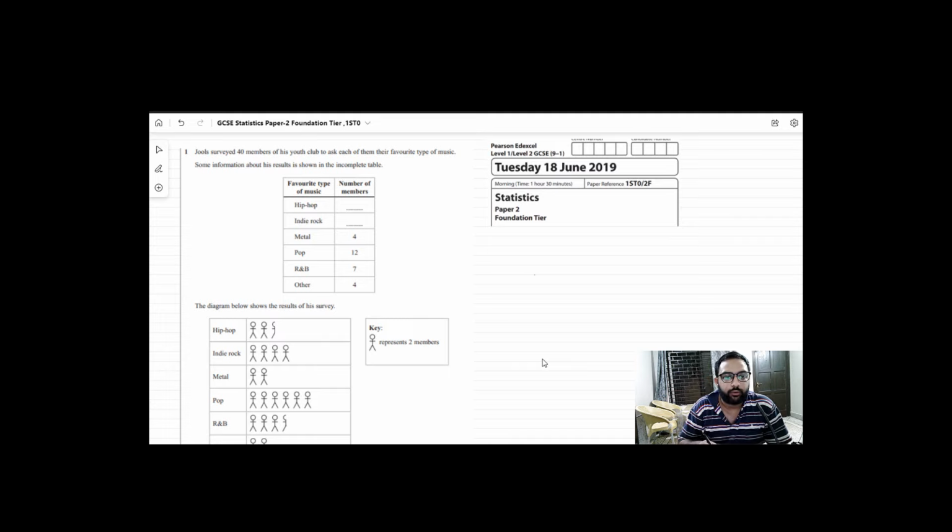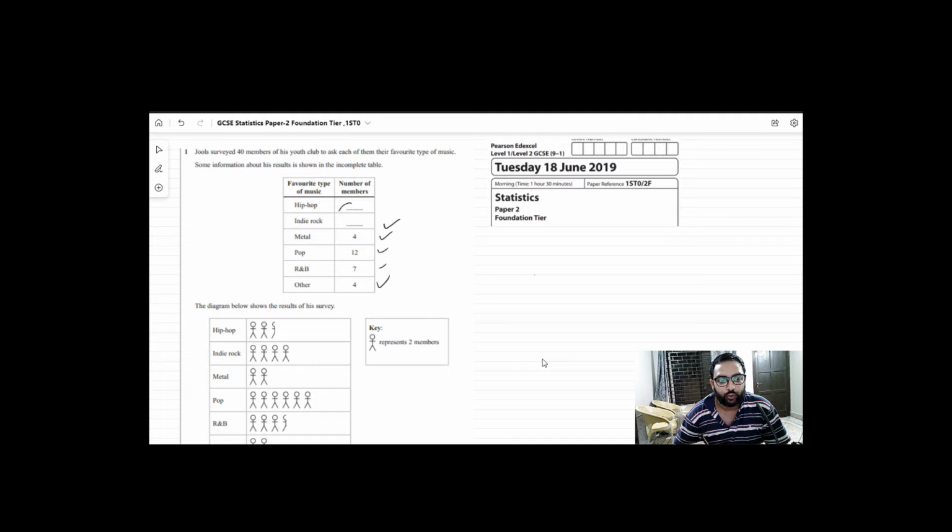That's the first question from the paper. It says Juice surveyed 40 members of his youth club to ask each of them their favorite type of music. Some information about the result is shown in the incomplete table. So we can see that there is a table in which each different type of music is labeled and the number of members who choose their specific music has been mentioned.